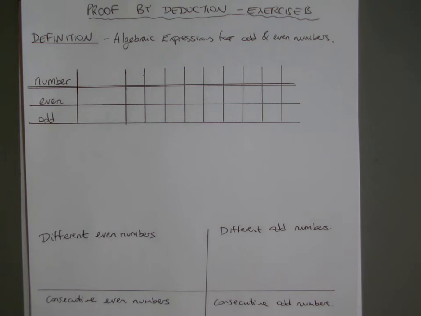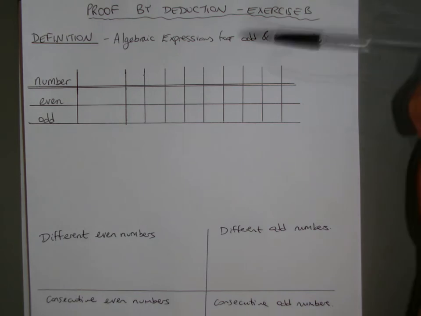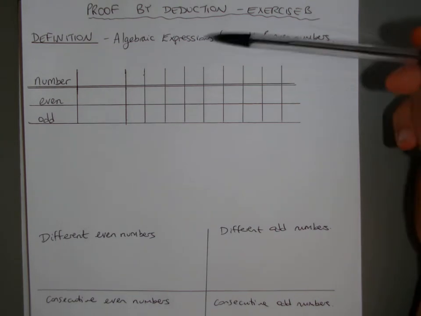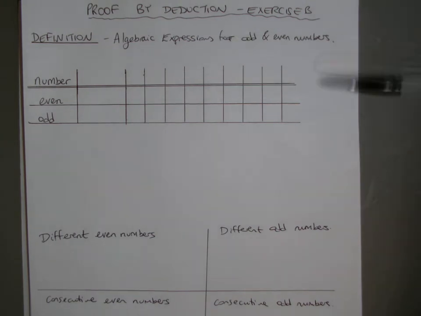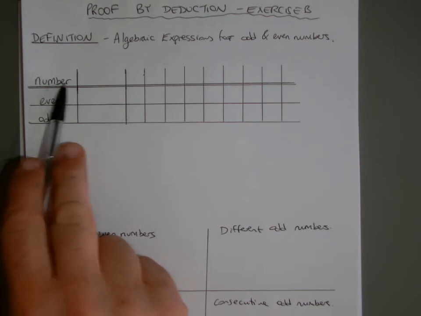Exercise B is largely based on looking at the types of numbers we have, even and odd specifically, and that is going to help us with our deductions. So what we're going to do is understand algebraic expressions for odd numbers and for even numbers. This can be done quite simply if we just consider the numbers.